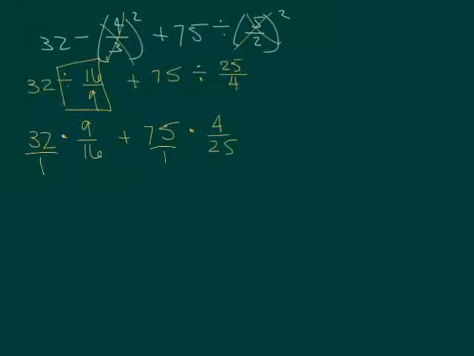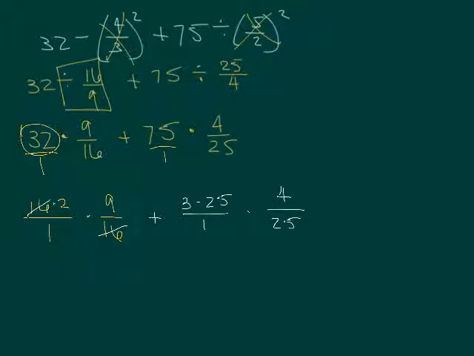So let's make these into some factors. 32 is the same as 16 times 2. Now again, I can change that 16 to 2 times 2 times 2 times 2, but what's the point when I can leave it as 16 and be able to cancel with this 16? Okay, and then I'm going to do the same with my 75. I'm going to change it to 3 times 25. And again, this could be reduced to 5 times 5, but we're able to cancel it with our 25 down here. So we don't want to do that.